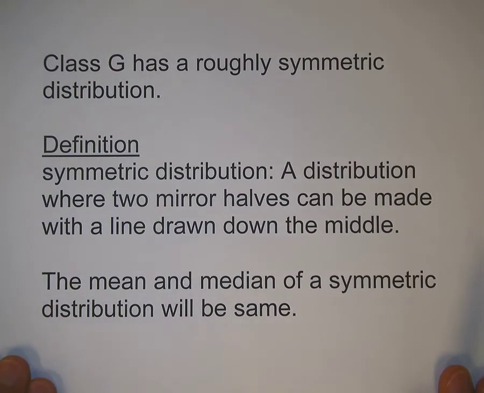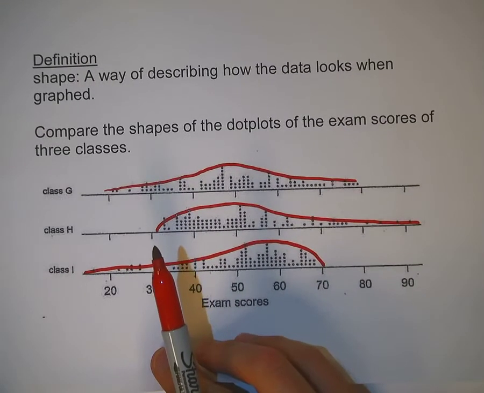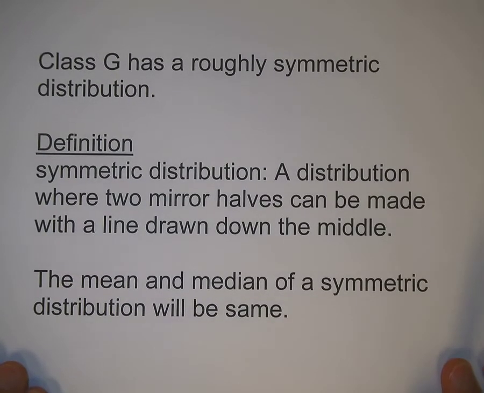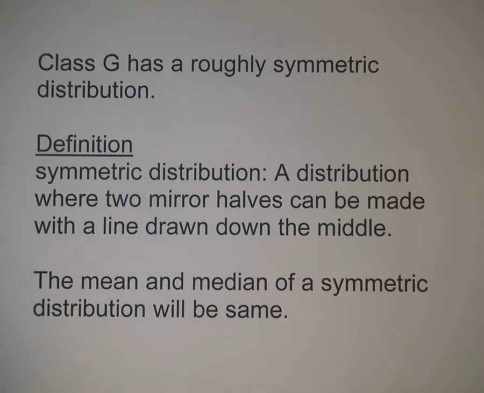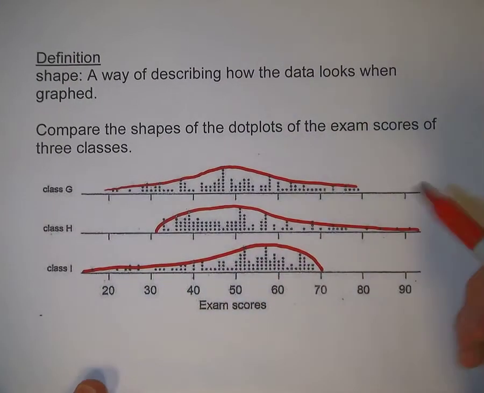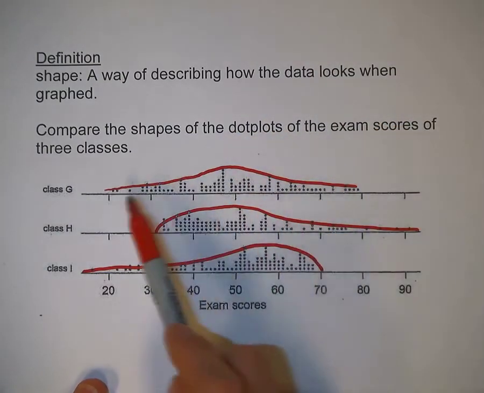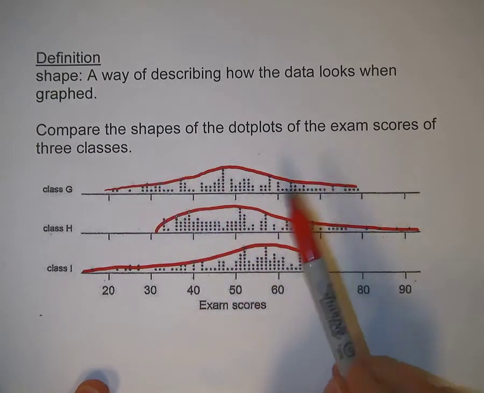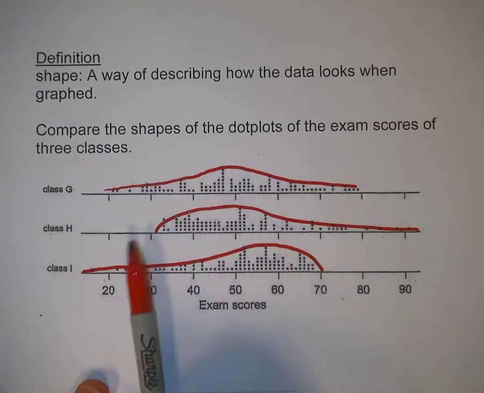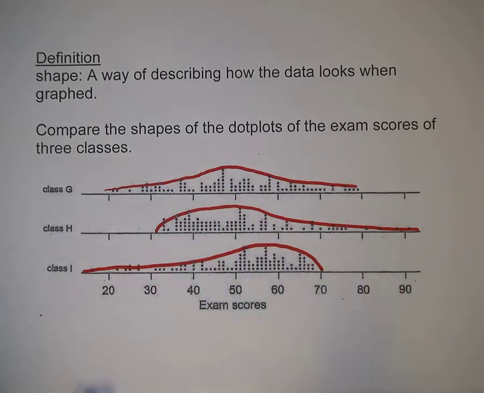Okay, so let's start assigning some of these shapes some vocabulary terms. So class G has a roughly symmetric distribution. A symmetric distribution is a distribution where mirror halves can be made with a line drawn down the middle. And the mean and median of a symmetric distribution will be the same. So if we look at class G, if we were to split this in half around the center, it's not going to be perfect, it's roughly symmetric, but it seems like we would have about 2 different mirror images. Whereas for H or I, if we split those down the middle, those certainly would not be symmetric.